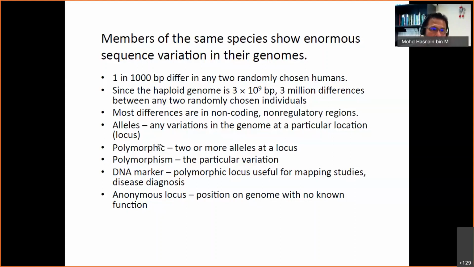So that A gene is actually located on the same position on the homologous chromosome. If this one is, let's say, black and black, what do you call that?